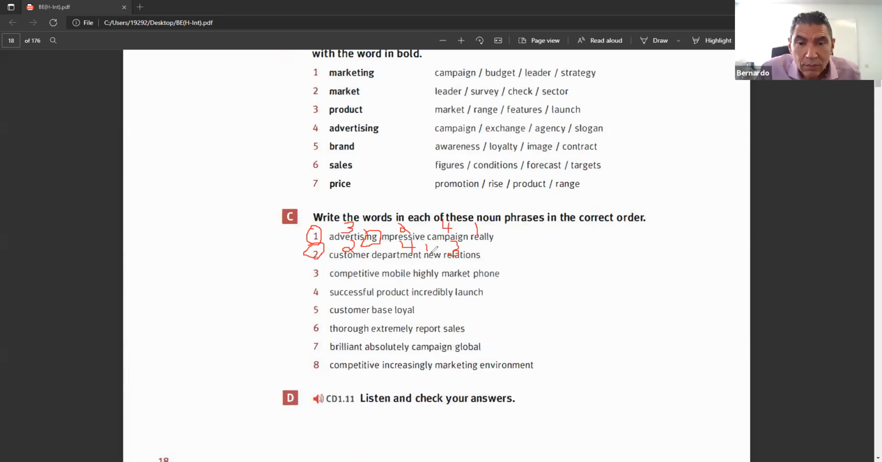So we have new is an adjective. Customer, new customer relations department. Yeah, that's the only way that it makes sense. So the noun phrase is still the word, what type of department? It's a relations department. What type of department? Customer department. You see, so these two adjectives are working the same way. New customer relations department.